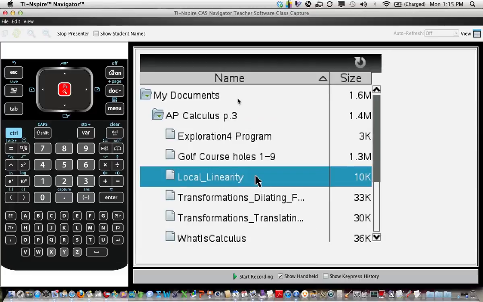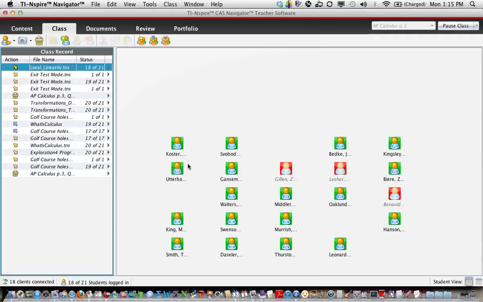Yes, ma'am. I don't have that. You don't have that folder? Really? Well, that's weird. Well, here, let me try this. If that worked for you, let me do this one more time.